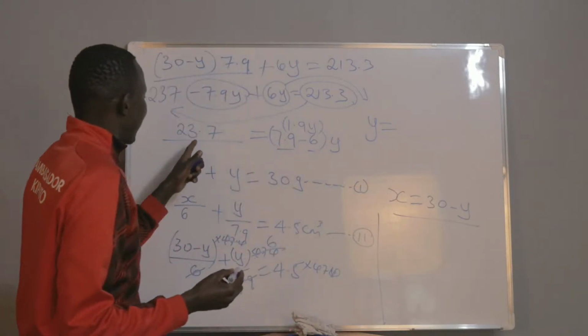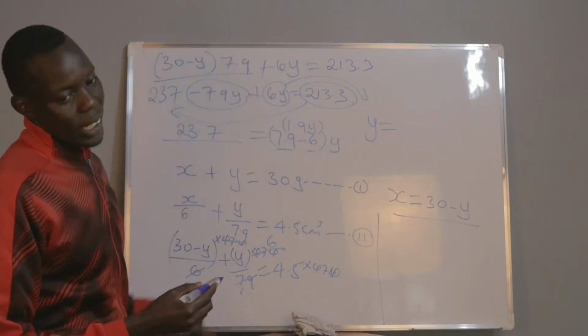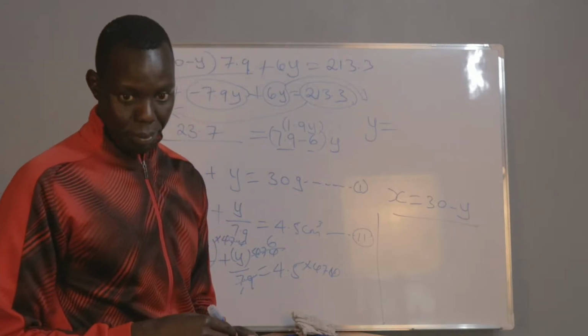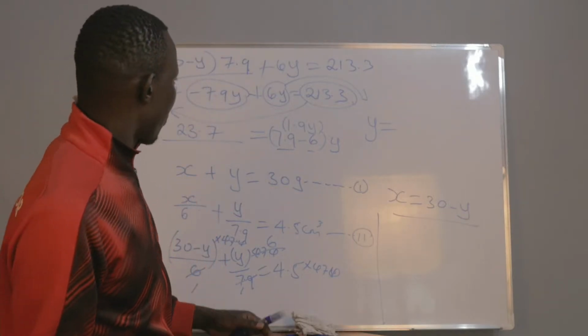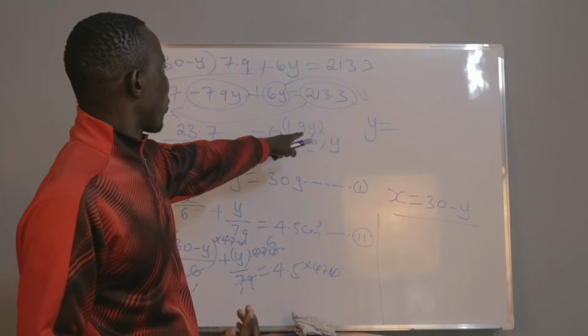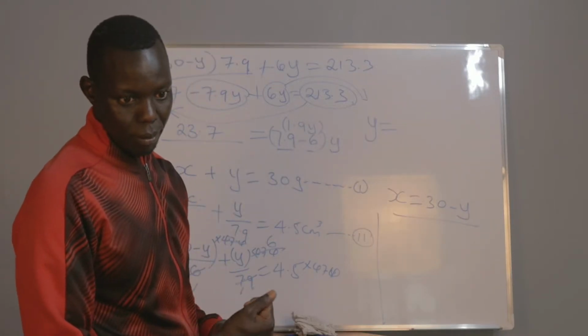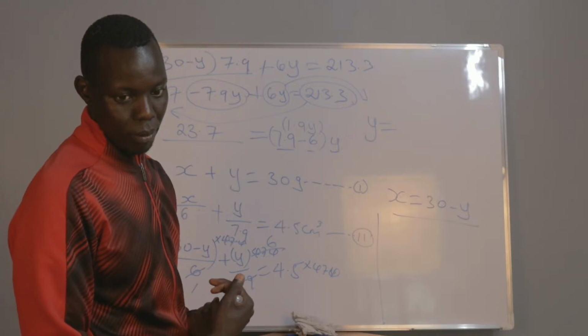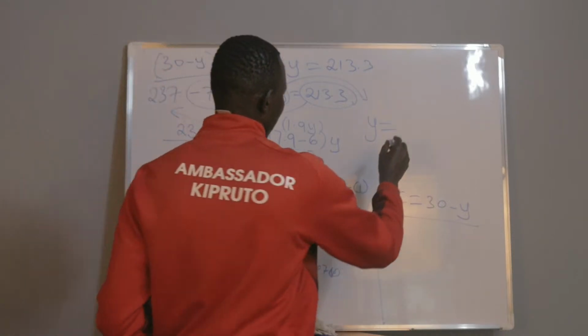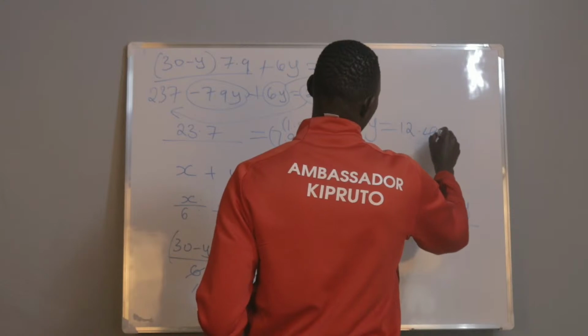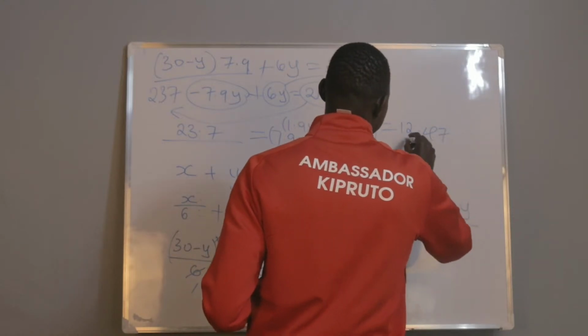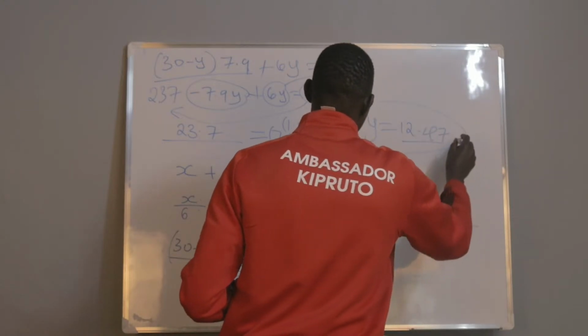Y is equal to 23.7 divided by 1.9. I hope you can calculate that. Y is how much? 12.47. 12.47. Now we have the value of y.